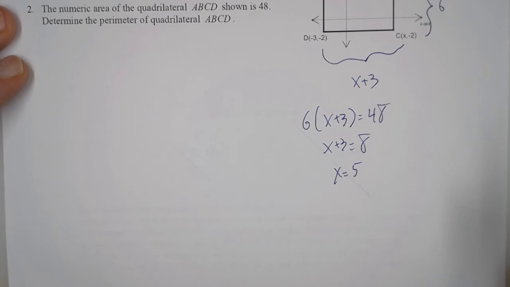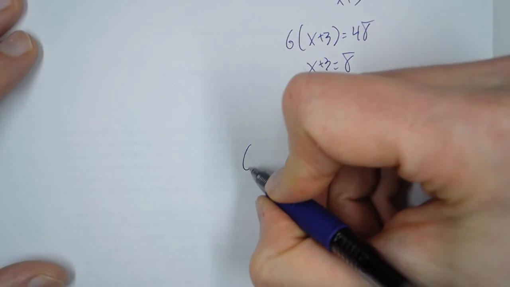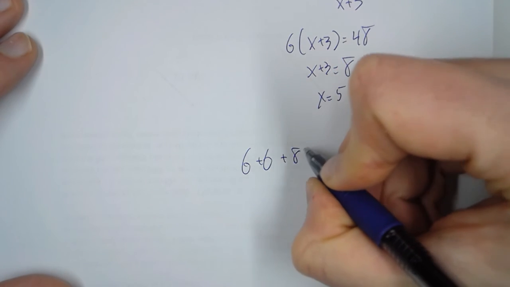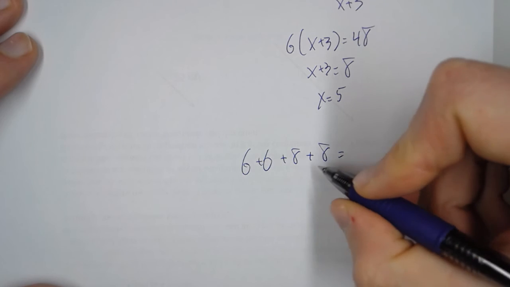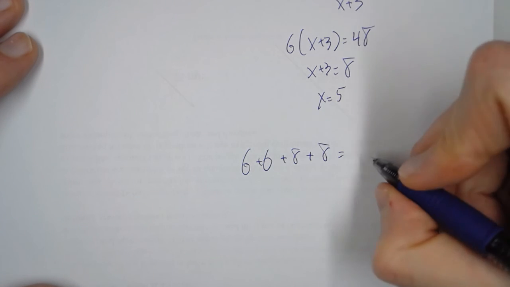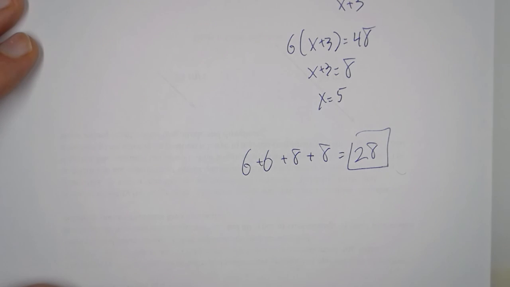So now we want the perimeter of this shape. So it's going to be 6 and 6, and x plus 3 and x plus 3. So 6 plus 6, but x is 5. So if we add 3, it's 8 plus 8. And so when we add these, 6 and 6 is 12, 8 and 8 is 16, 12 and 16 is 28. There's our perimeter, and we're done.